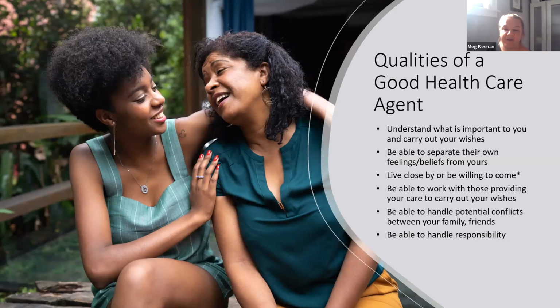For your healthcare agent, I put an asterisk next to this bullet that says live close by or be willing to come. It's been a while since we updated these, and in today's day and age, being willing to come or being available, they can just be available by phone or video conferencing, and that is good enough. You don't have to choose someone.